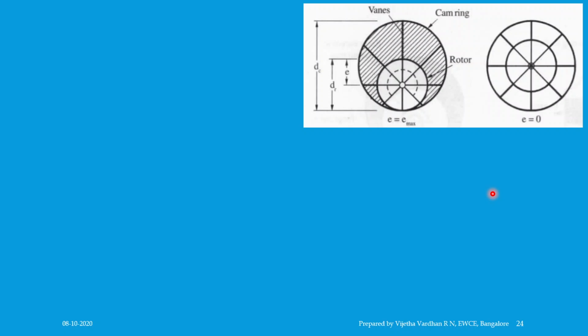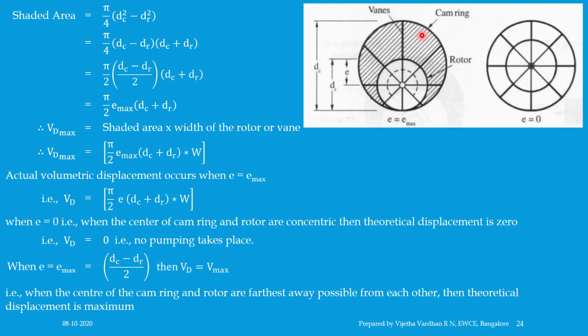Now, let us understand the same figure where I have eliminated the pictorial representation and retained a schematic representation with maximum eccentricity and minimum eccentricity. Now, how are we going to get the volumetric discharge? The volumetric discharge is calculated by seeing this figure. It is defined by the shaded area, or the effective area of the displacement of the vane pump, which is given by this formula: shaded area is equal to pi by 4 into Dc square minus Dr square. Dc is the cavity, Dr is the rotor.